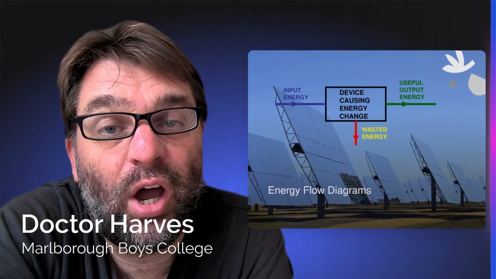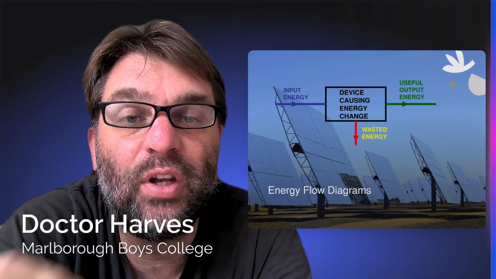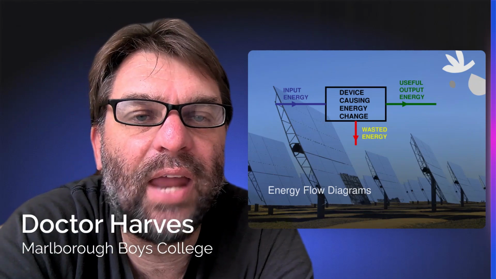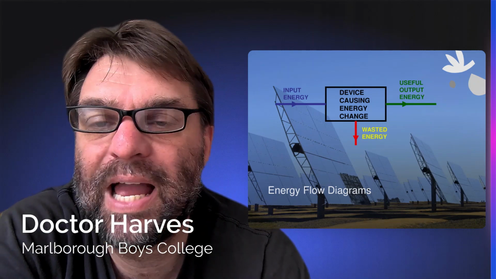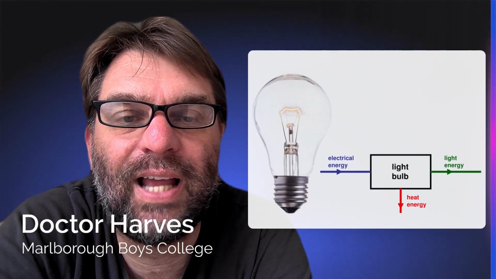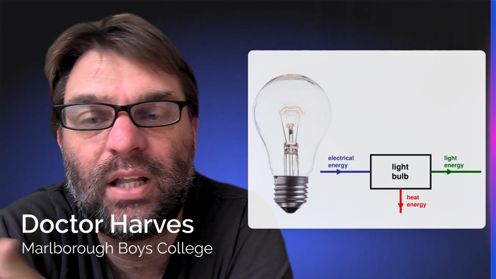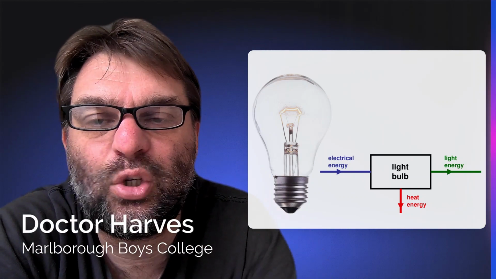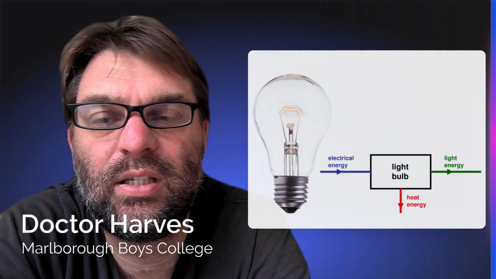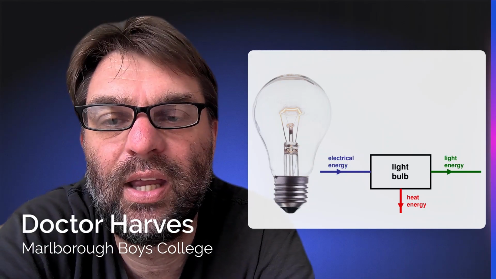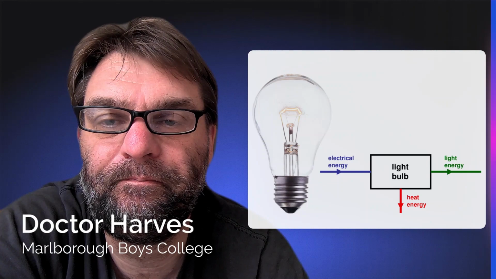This is where energy flow diagrams come in. It's a diagram illustrating the input energy, the device that causes that energy change, and therefore the useful output energy and the wasted energy. There's a couple of examples coming up of that. For example, a light bulb: the energy going in is electrical energy from the mains electricity. The light bulb is the device doing that energy transfer, and the useful energy is light energy, and the wasted energy, at least in this context, is the heat energy, and a little bit of sound energy as well when you hear that hum, especially in fluorescent lights.